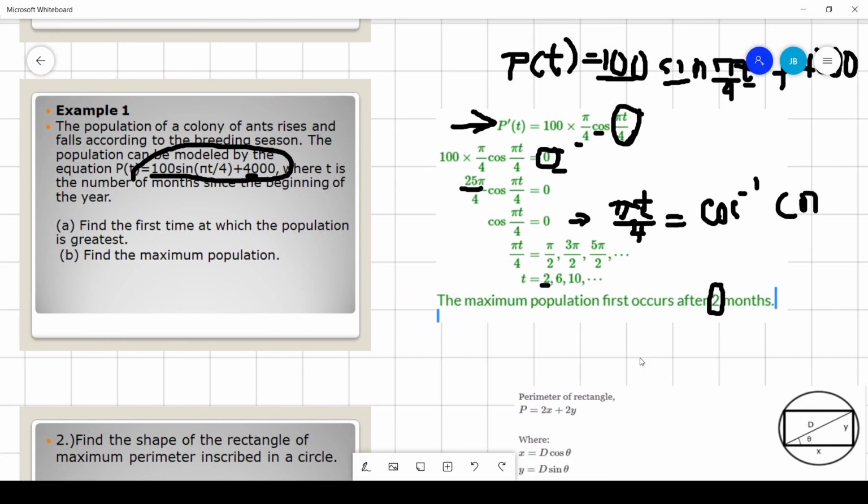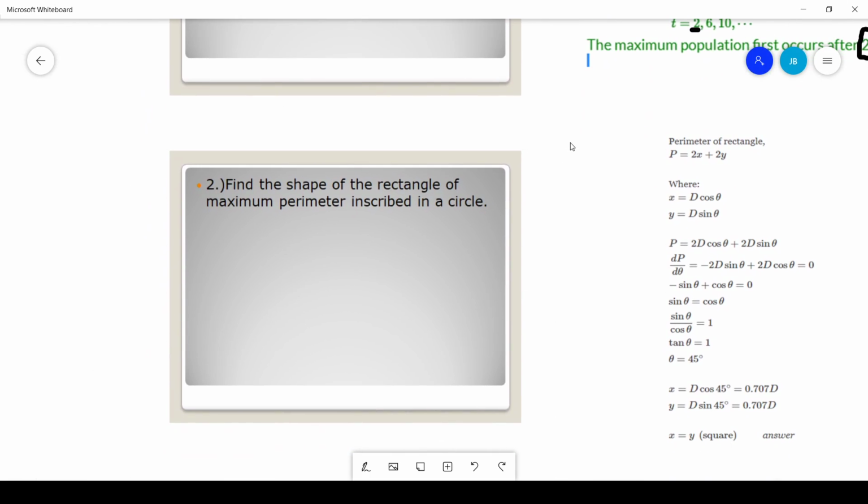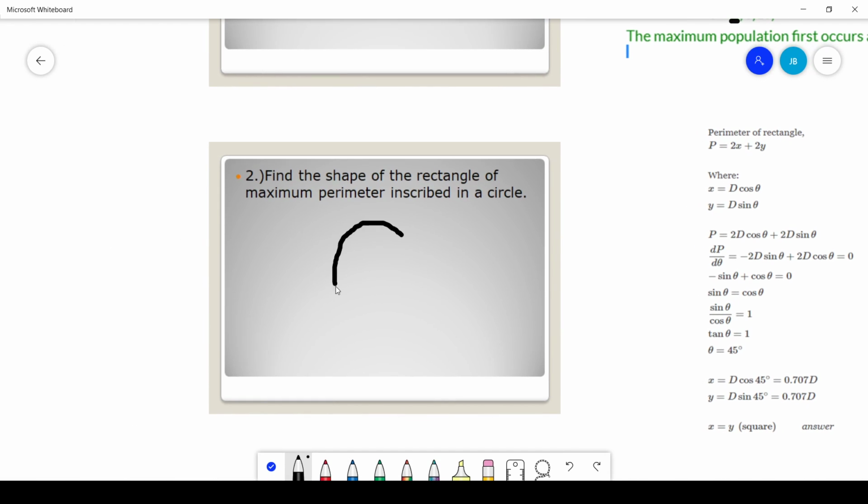Alright, for the other example, still this is a maximum and minimum problem. So you find the shape of the rectangle of a maximum perimeter inside a circle. So you're not sure yet. It's a circle, a perfect circle. And then you're going to find the shape of the rectangle of a maximum perimeter. It's inscribed in a circle. So it will look like this. Sorry, it should have a curve. So maximum perimeter, no?